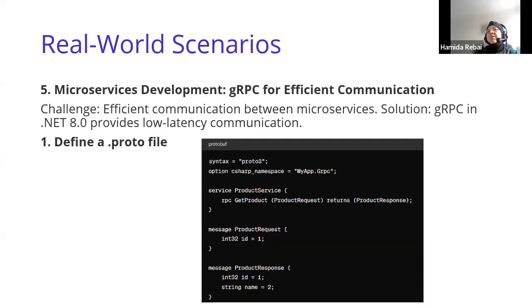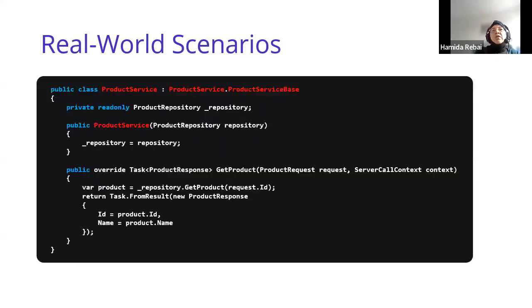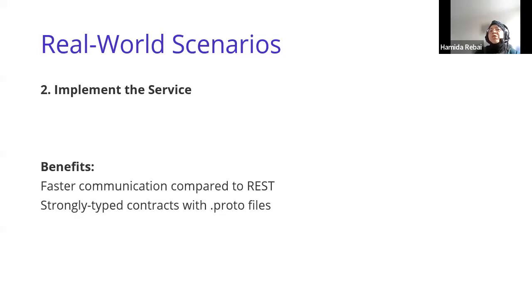We use gRPC for efficient communications. We already mentioned that. This is an example of a proto file, for low latency communication. I need to implement the service here. Another example here, our service. As you can see, some examples use C#. So faster communication compared to REST, with strongly typed contracts with .proto files.